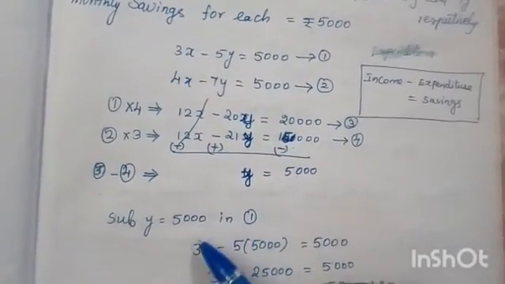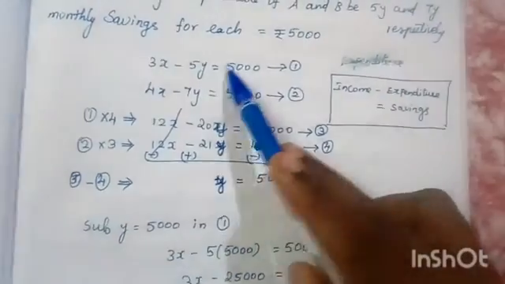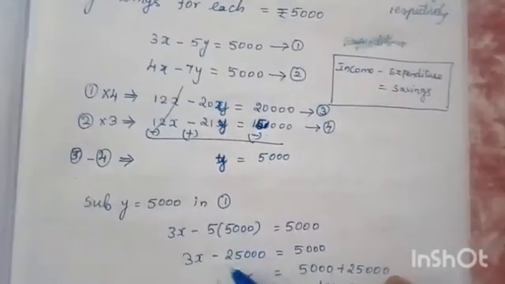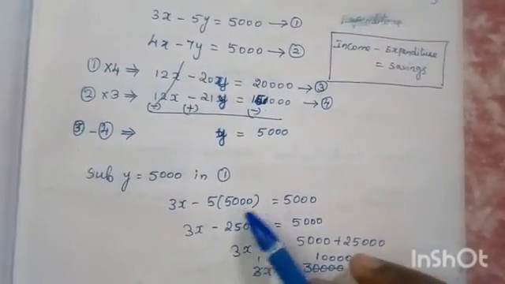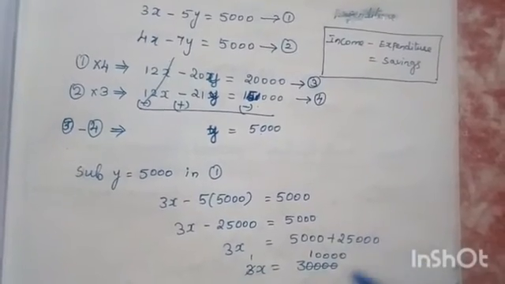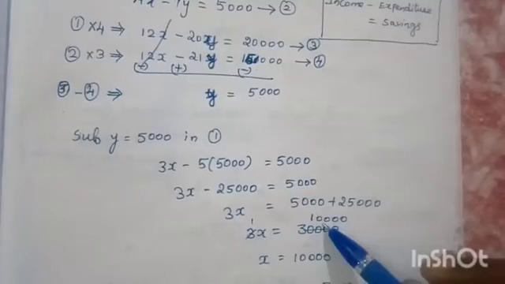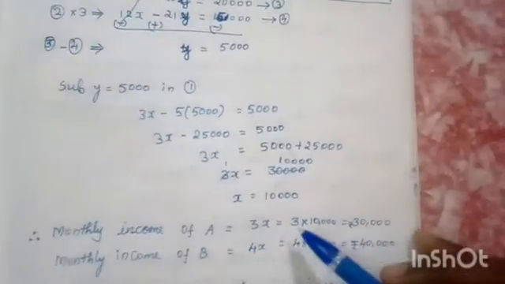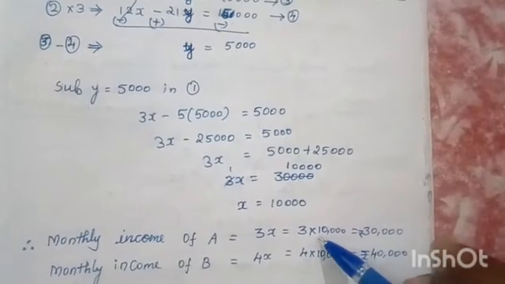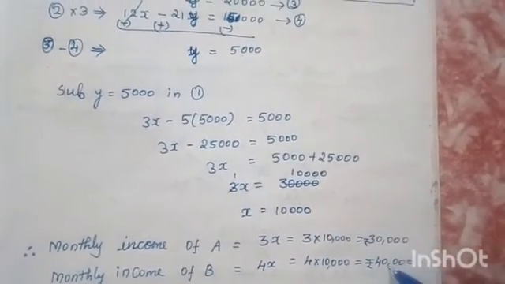Substitute y equal to 5,000 in equation number 1. So 3x minus 5 into 5,000 equal to 5,000. So 3x minus 25,000 equal to 5,000. 3x equal to 30,000 after transferring 25,000 to this side. So x equal to 10,000. Monthly income of A equals 3x, which is 3 into 10,000. Monthly income of B is 4x, which is 4 into 10,000, that is 40,000.